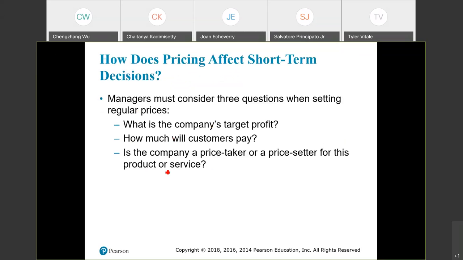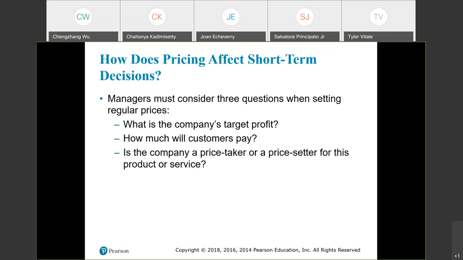First of all, let's take a look at the business decision regarding the price, the selling price. In the past, managers didn't consider pricing to be a short-term decision. But nowadays, product life cycles are getting shorter in many industries. So companies often sell the products for only a few months before replacing them with the updated model.